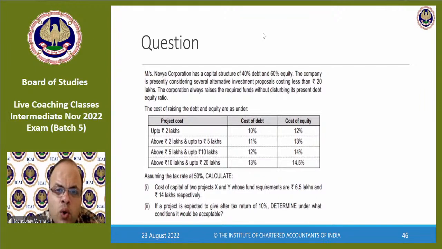We need to understand that they have given you a capital structure. They've given you the cost of debt and cost of equity. But the interesting part is that the cost changes as the project cost increases. You can see that, right? And they're asking you the cost of capital for two different projects. The funding requirement is 6.5 and 14 lakhs.